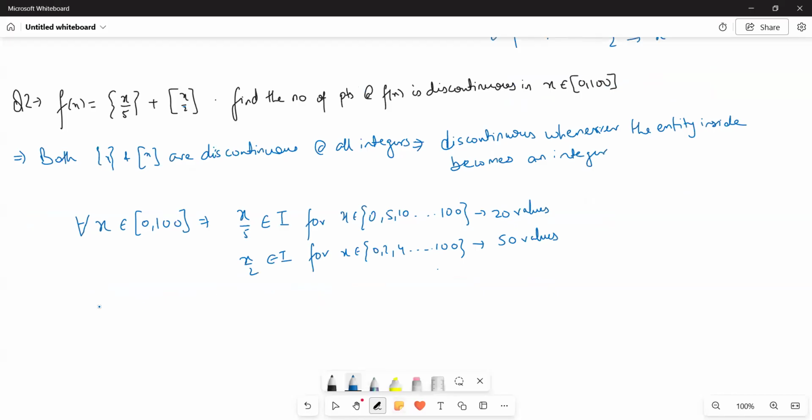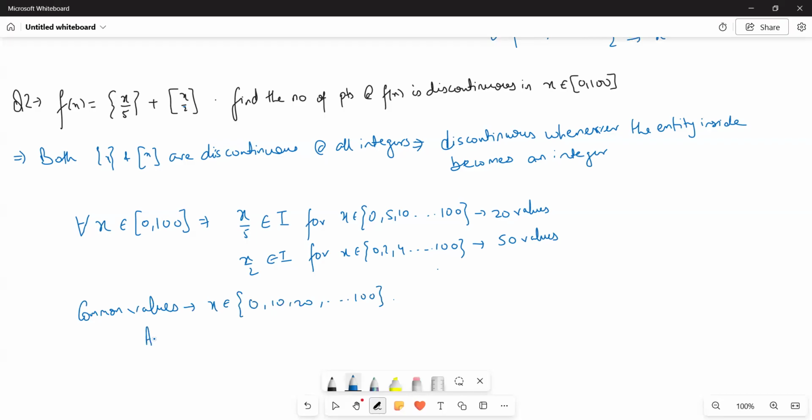No, because if you notice, between the set of the fractional part and the set of x by 2, there will be some common values present, जो obviously दो बार count नहीं करना है. ठीक है. So let's look at the set of common values. And the common values would be the even multiples of 5: 0, 10, 20, and so on and so forth up till 100. ठीक है ना?